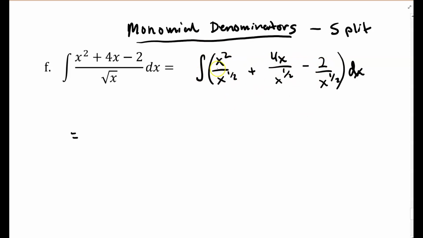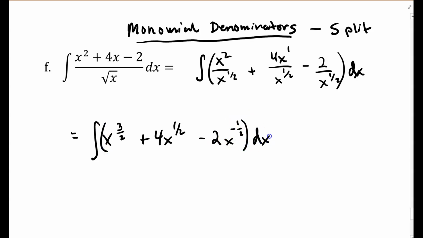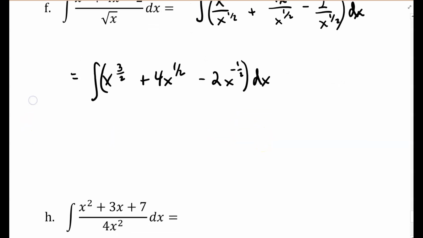So if I have x to the power of 2 over x to the power of 1/2, lots of ways to go ahead and simplify this, but hopefully you remember that this is x to the power of 3/2, right? You're just going to subtract the powers. Here we have 4x to the power of 1 over x to the power of 1/2, you subtract the powers: 1 minus 1/2 is 1/2. And then here I have 2x to the power of negative 1/2. I just bring that up into the numerator, and now all of these are just simple power rule integration.